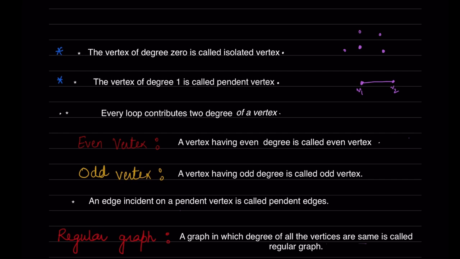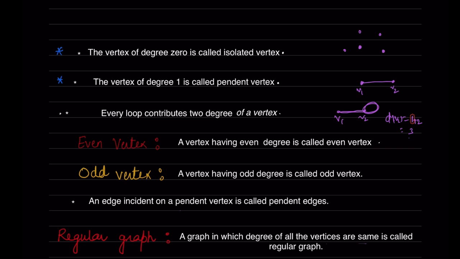Next, every loop contributes 2 to the degree of a vertex. Means we have a graph with v1 and v2. So what is the degree of v2? This is an edge that will contribute 1, plus the loop will contribute 2. So the degree of v2 is 3. Means every loop contributes 2 to the degree of a vertex.